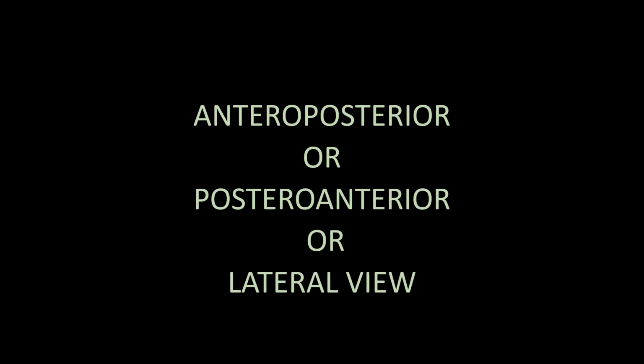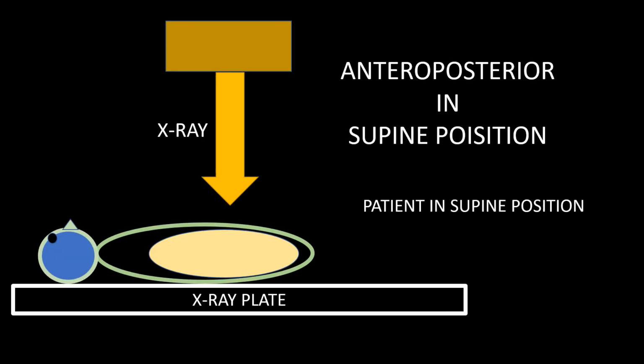View of the X-ray film. As we know, in the antero-posterior view, X-rays come from the anterior side of the patient and the X-ray plate is put on the posterior side of the patient. In abdominal X-ray, when we take an antero-posterior view in supine position, the X-ray passes vertically. But when we take the postero-anterior position, the X-ray will pass from the posterior to the anterior side.